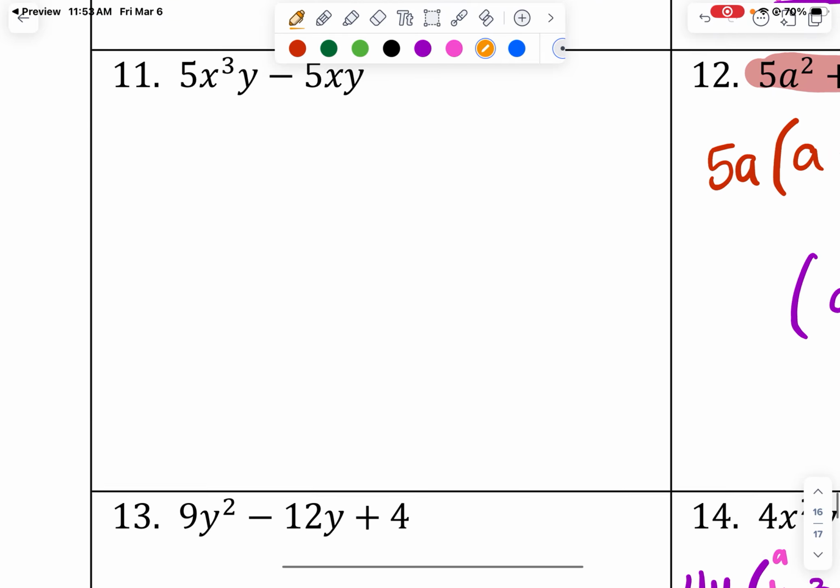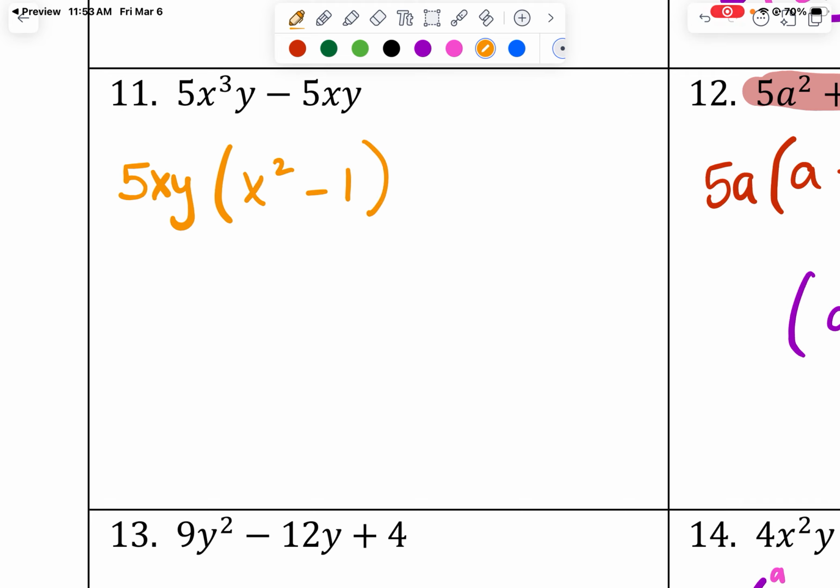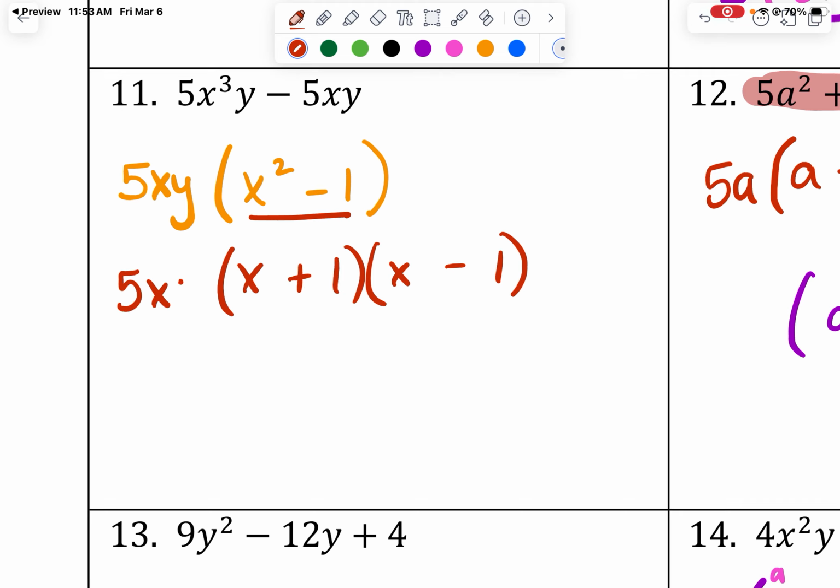Now we're going to look at number 11. We can take out a GCF of 5xy. We take that out. We get x squared minus 1. This is a difference of squares, so we can factor that even further. What squares to give us x squared? X. What squares to give us 1? 1. Positive and negative to make a negative, and then we put our GCF out in front, and that is our answer.